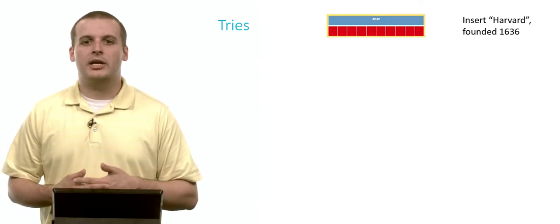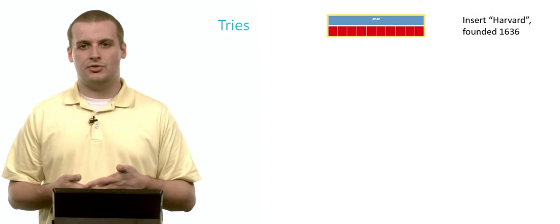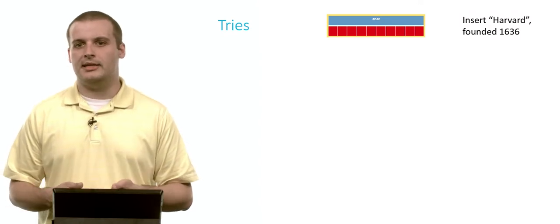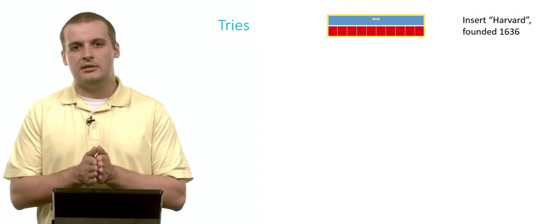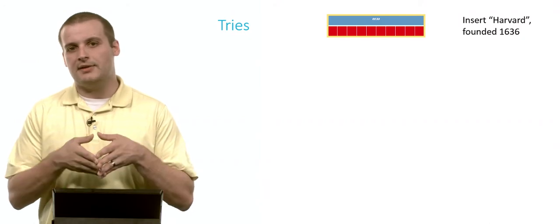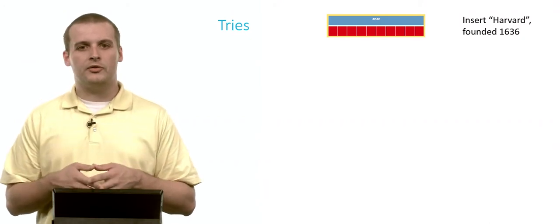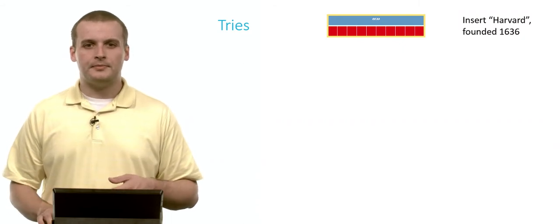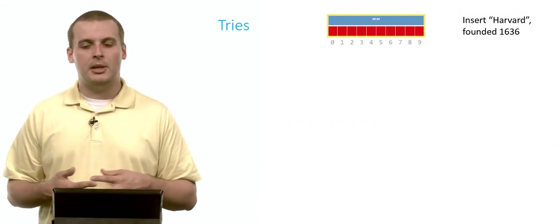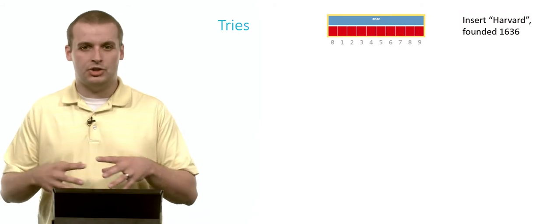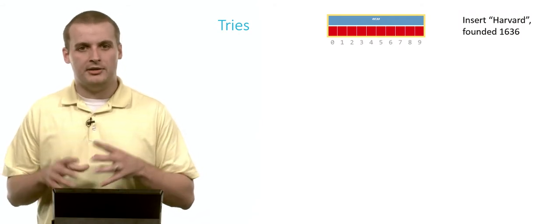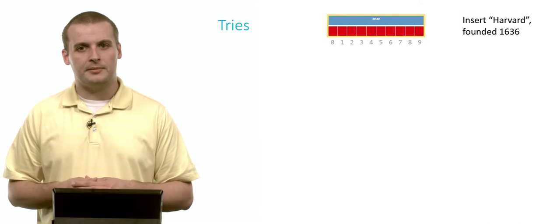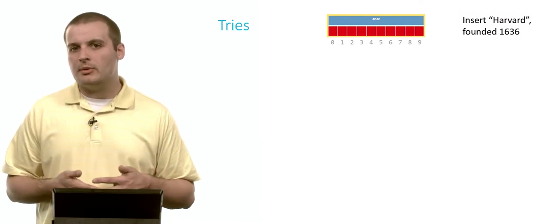Let's insert the string Harvard. Let's insert the University of Harvard into this trie, which was founded in the year 1636. We want to use the key 1636 to tell us where we're going to store Harvard in the trie. Now, how might we do that? It might look something like this. We start at the root, and we have these 10 places we can go. The root is just like any other node of the trie. There are 10 places we can go from here. Where do we probably want to go?